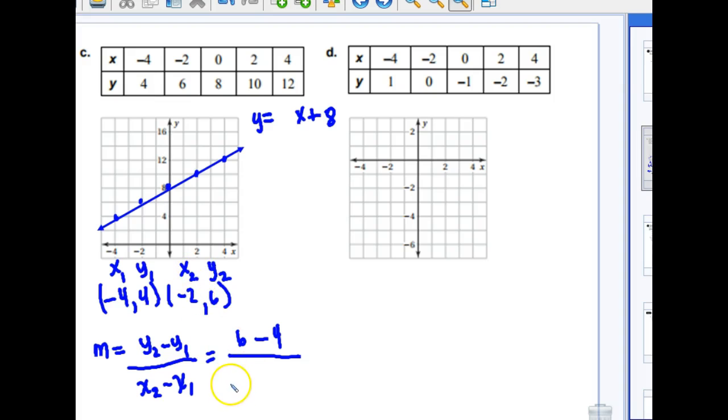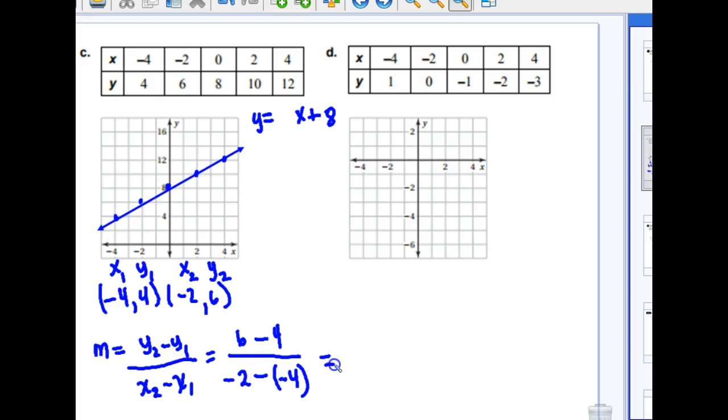X sub 2 is -2, and I'm always going to subtract my x1, which is -4. I'm going to write that -4 in parentheses. Just because it's negative doesn't mean that I'm going to write my 4 here. I have to make sure that I'm subtracting a negative because that changes things, okay? That's going to change what I actually do on this denominator.